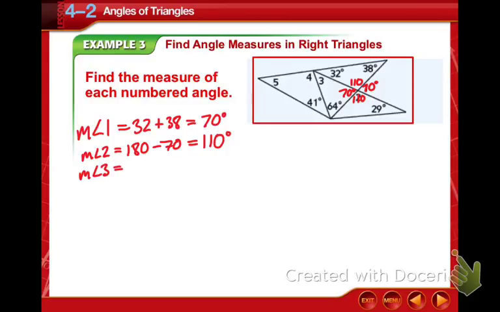Angle 3 now has the other two angles inside of the triangle with angle 3 in it. So now we just have to do 180 minus 70 plus 64, or 180 minus 134. And this comes out to be 46.